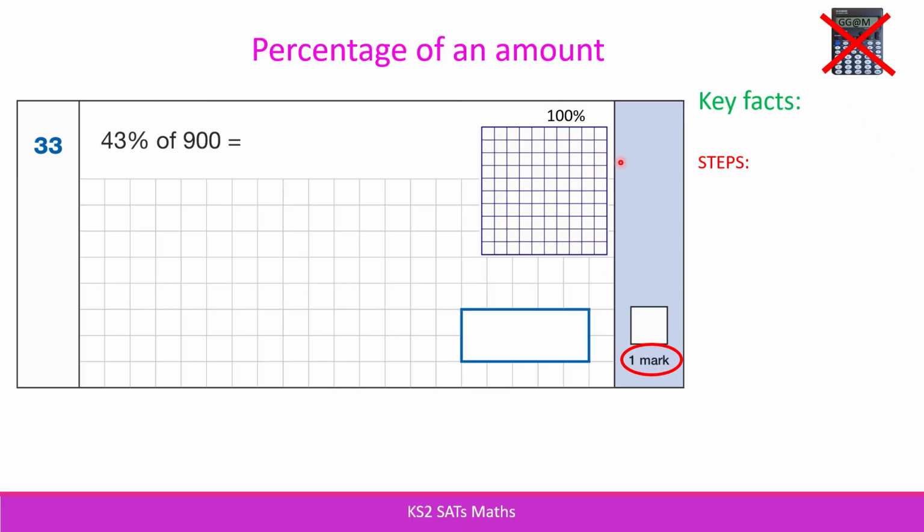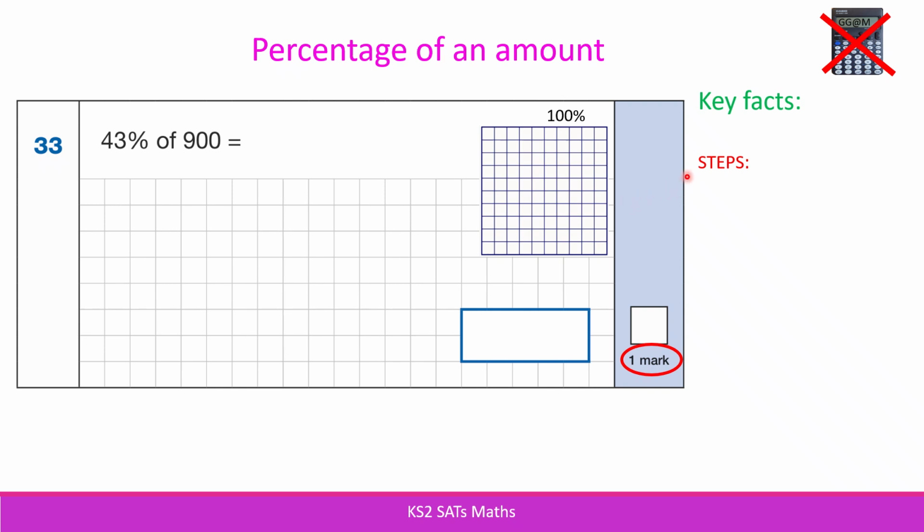So 100 little squares is equivalent to 900. That is what the whole thing, 100%, is equivalent to 900. So we've got to work out 43% of this 900, and that means 43 little squares. So what is the value of 43 little squares from within here if the whole lot is equivalent to 900?